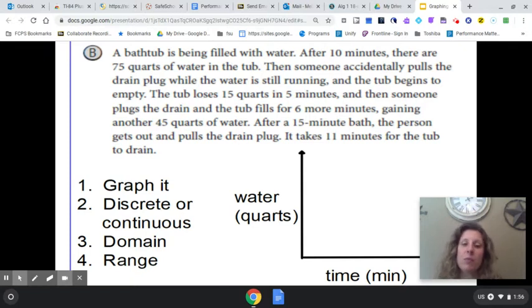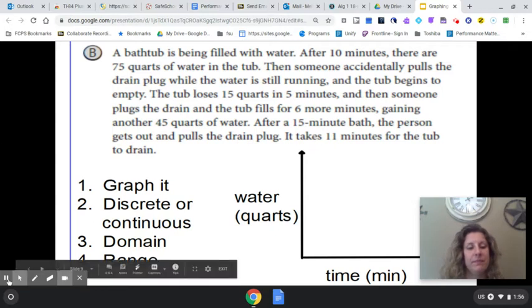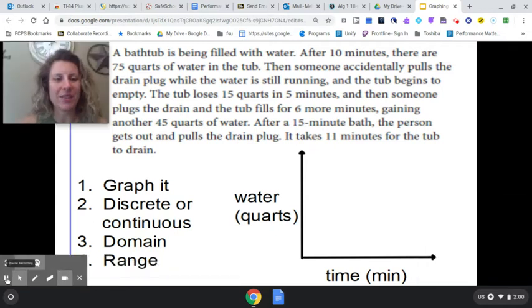And then someone plugs the drain, and the tub fills for 6 more minutes, gaining another 45 quarts of water. After a 15-minute bath, the person gets out and pulls the drain plug. It takes 11 minutes for the tub to drain. Okay, so taking a look, we have to come up with some scales for this graph.